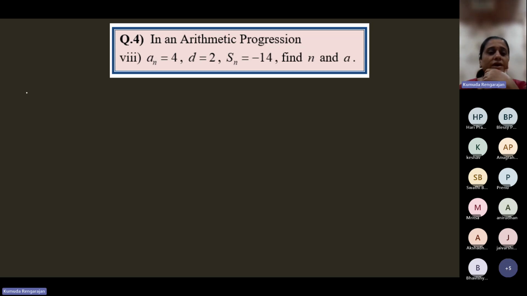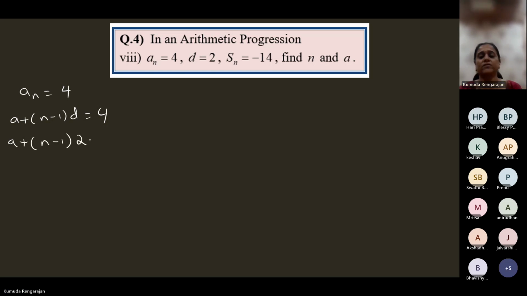So here an is 4. an is 4 meaning a plus n minus 1 into d is equal to 4. So a we do not know, n also we don't know, d is 2. We have to find n and a. So a plus n minus 1 into 2 is equal to 4. You cannot find anything using this, so we'll just stop there. We might come back.